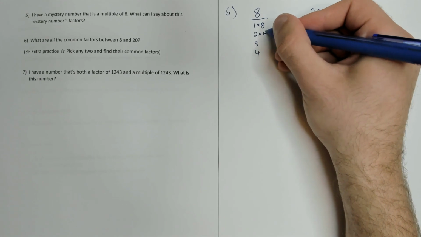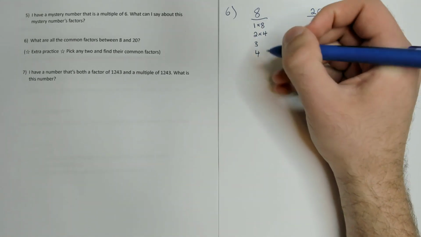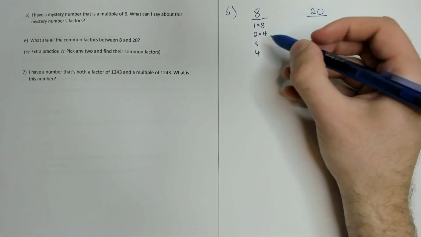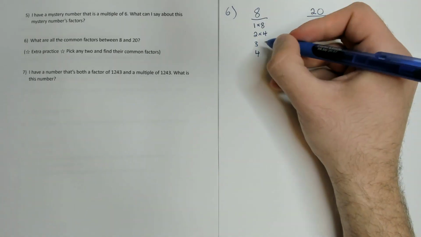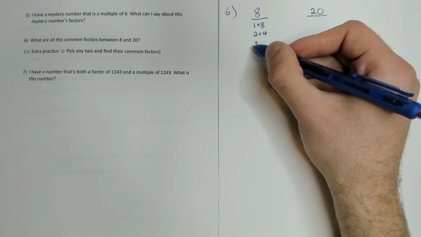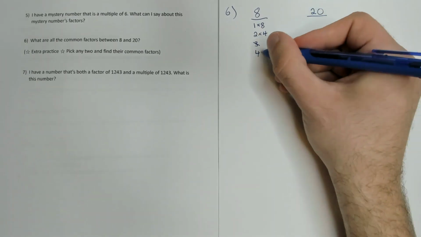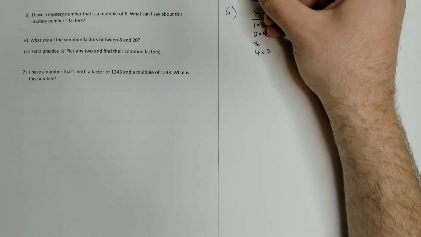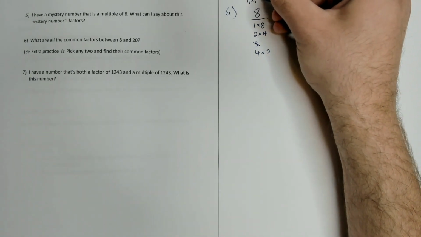Is 2 a factor of 8? Yeah, because we know that 2 times 4 is 8. Is 3 going to be a factor of 8? It will not be, because if we count by 3s, 3, 6, 9, we pass 8, so 8 will never be expressed as 3 times a whole number. And 4 is a factor of 8 for the same reason as this. 4 times 2 is 8. So our factors are 1, 2, 4, and 8.